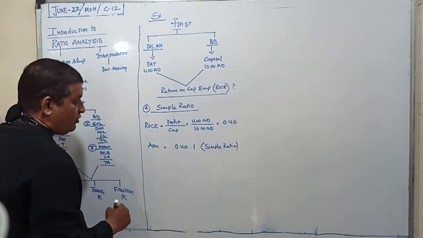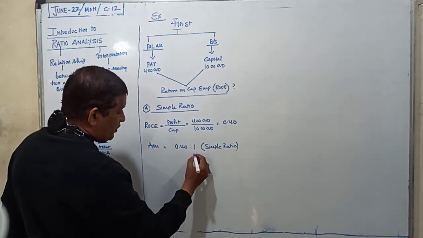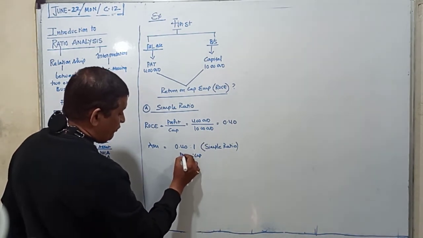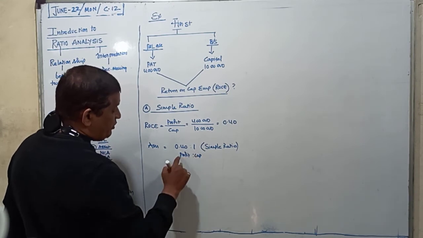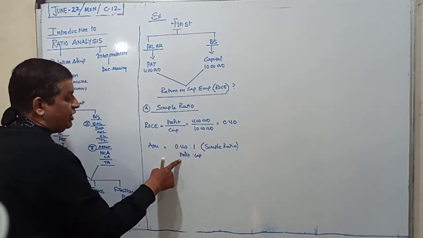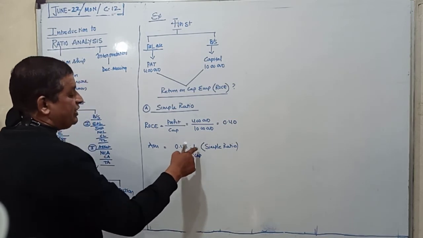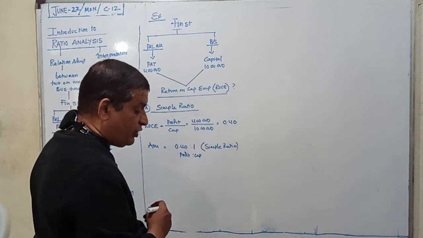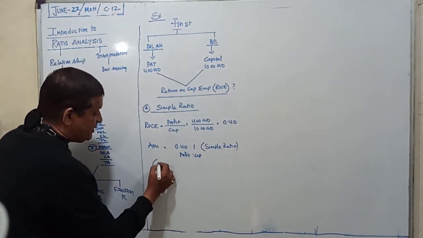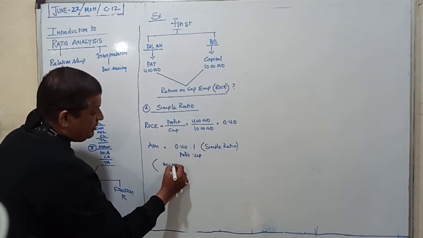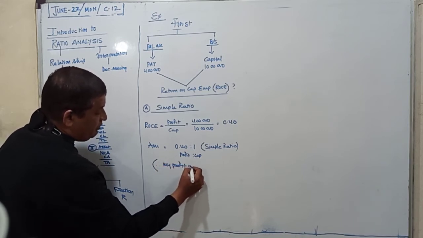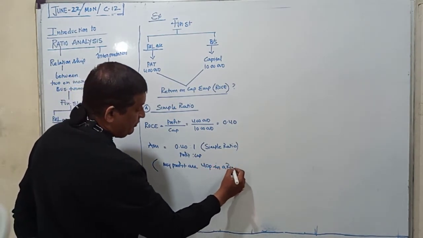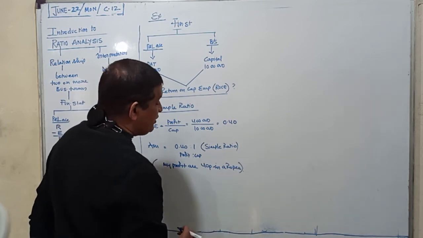So what does it mean? On a capital of 1 rupee, I got a profit of 40 paisa. So profit is to capital, 40 paisa is to 1. On every 1 rupee, I am getting a profit of 40 paisa. Therefore, I can interpret that my profits are 40 paisa in a rupee.